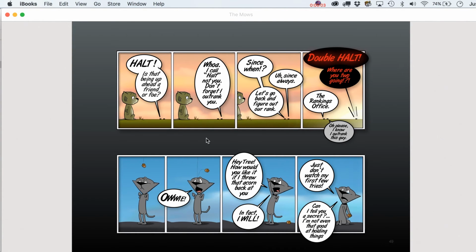Okay, here's a perfect example. So acorn falls on his head. Owie. Hey tree, how would you like it if I threw that acorn back at you? In fact, I will. Just don't watch my first few tries. Here comes the tear. Can I tell you a secret? I'm not even that good at holding things. So there you go. It just gets even sadder, doesn't it?